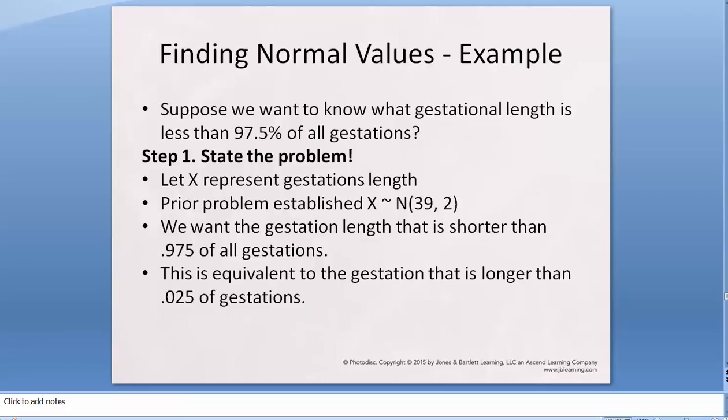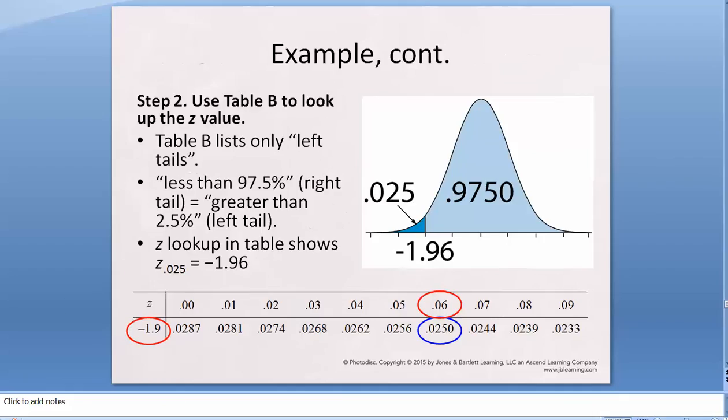Actually, it's easier to visualize it using this curve. We are looking for the gestational length which is shorter than 97.5% of them, which means it is this part, right? So in other words, you need to find this value. So we know that the proportion which is less than 97.5% would be 0.025. So we know 0.025.